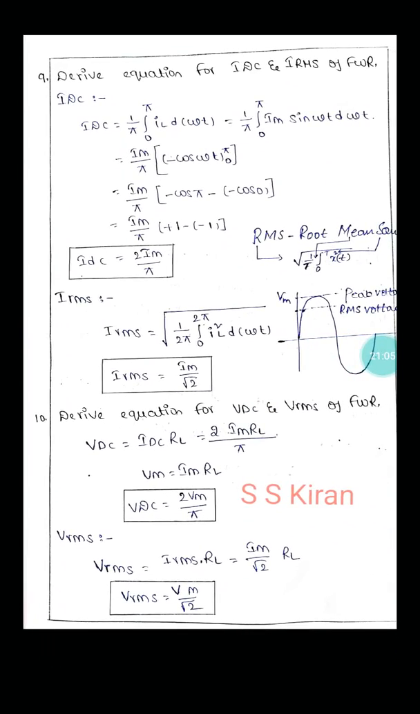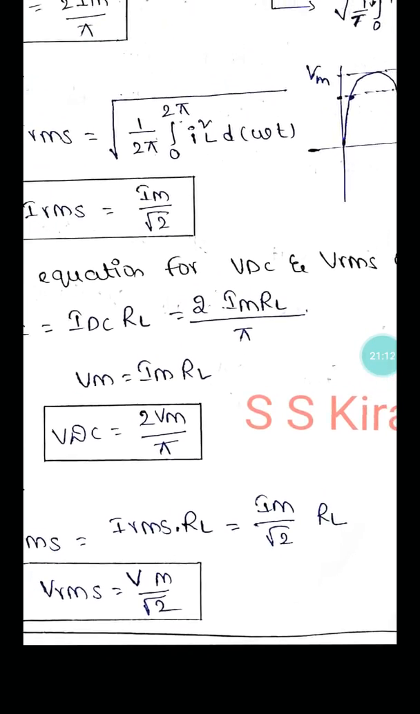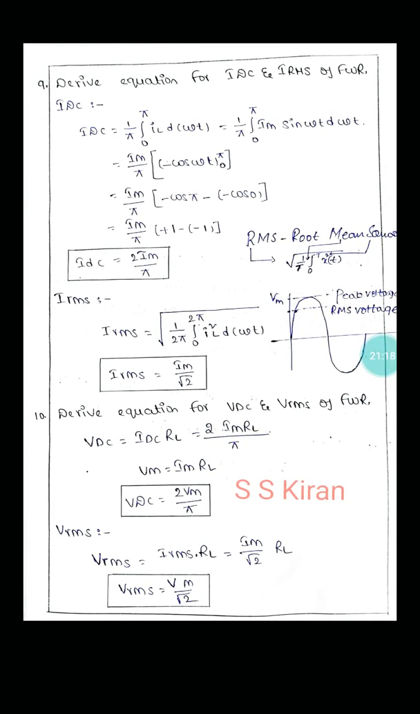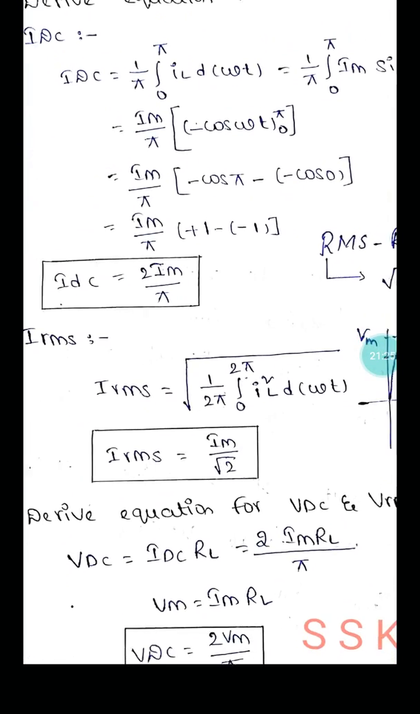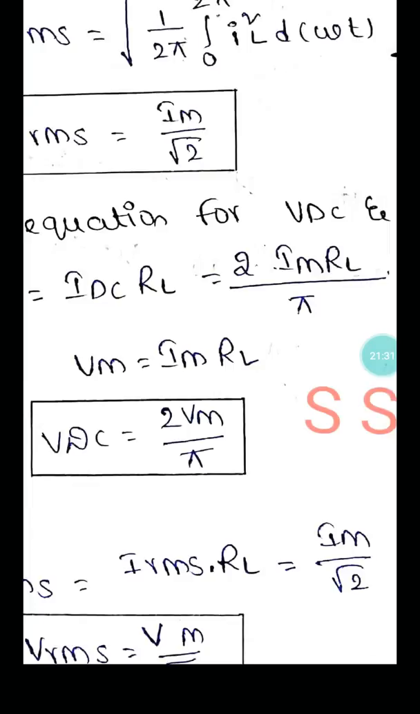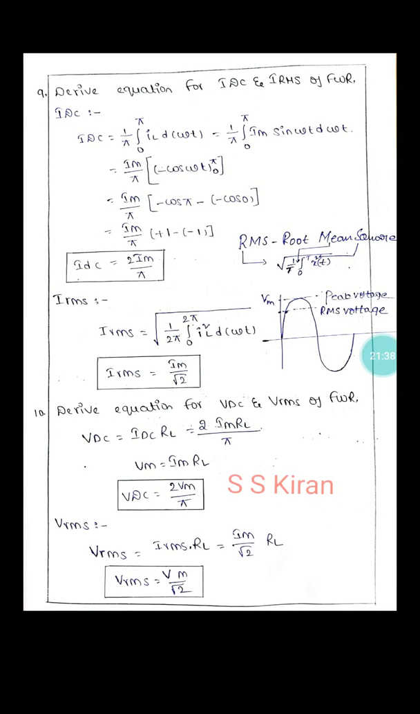Same for VRMS: IRMS into RL, Im by root 2 into RL. Im into RL is equal to Vm. So finally VRMS is equal to Vm by root 2. So for the full wave rectifier, IDC or average current is 2Im by pi, IRMS is Im by root 2, VDC is 2Vm by pi, VRMS is Vm by root 2. What about the half wave rectifier? Very simple. Im by pi for average current, Im by 2 for IRMS, Vm by pi for VDC, Vm by 2 for VRMS. These are all for half wave rectifiers.